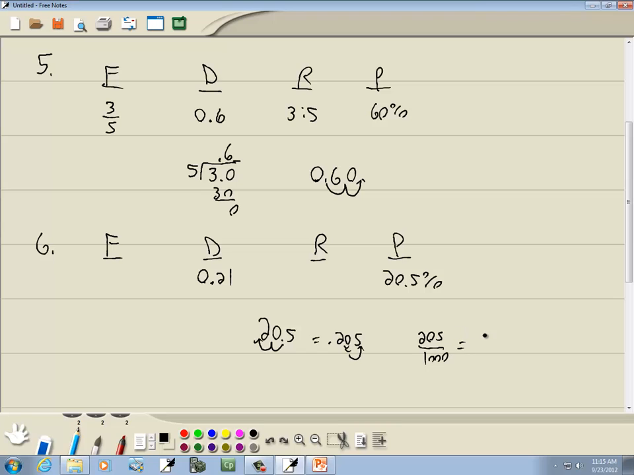This reduces, top and bottom both divisible by at least 5. So that gives us 41 over 200. And I don't think that reduces any. So this would be 41 over 200. And this would be 41 colon 200.